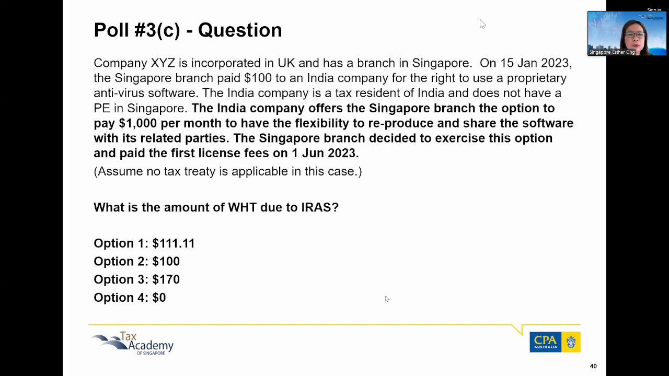And I think some of you chose $170, option 3. It is also not option 3 because to arrive at 170, you would be using $1,000 times 17%. In this case, 17% is not the relevant withholding tax rate because this is a royalty payment based on a final withholding tax rate of 10%. Also, the question already says that the Indian company does not have a PE in Singapore. Since it does not have a PE, the prevailing corporate tax rate will not be applicable as well. I think one person chose option 4, 0. Not sure why, but the question doesn't state that withholding tax is exempted.